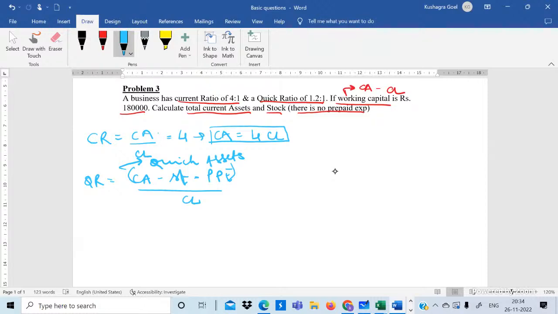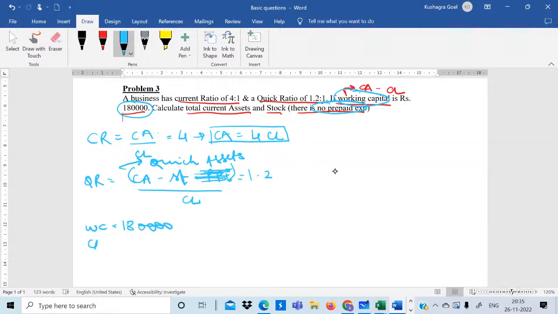The question says there are no prepaid expense. If there are no prepaid expense, I can exclude this. So my formula typically becomes current asset minus stock upon current liability, and they're saying this is equal to 1.2. At the same time, they're also saying working capital is 1,80,000, and working capital is nothing but current asset minus current liability. So working capital they're saying is 1,80,000.